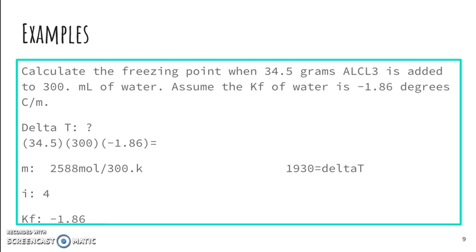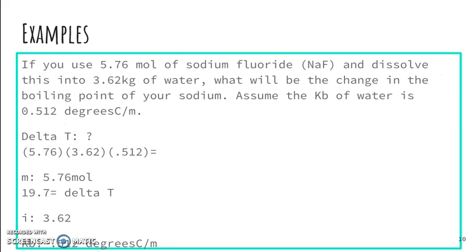In this example, calculate the freezing point when 34.5 grams AlCl3 is added to 300 milliliters of water. Assume that the freezing point constant of water is negative 1.86 degrees. So our molality is 2,588 moles over 300, the number of ions is 4, and the freezing point constant is negative 1.86. Multiply those together and you get your delta T is 1,930.